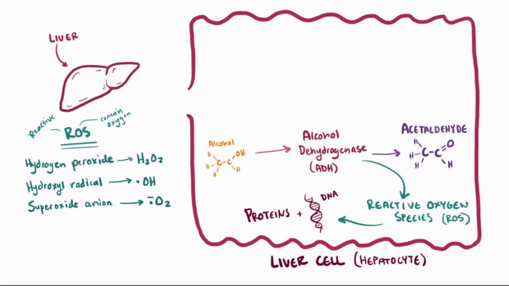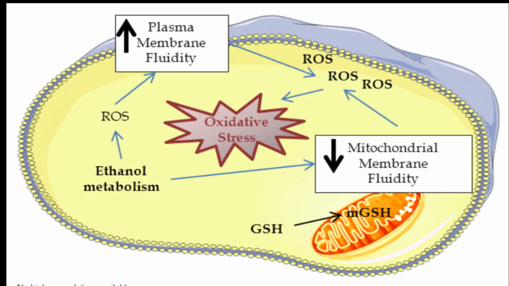3. Alcohol metabolism simplified. Now, let's demystify alcohol metabolism. When we consume alcohol, our liver works hard to break it down. But here's the kicker. Alcohol is, in essence, a poison for our body. It leads to cellular stress and damage.